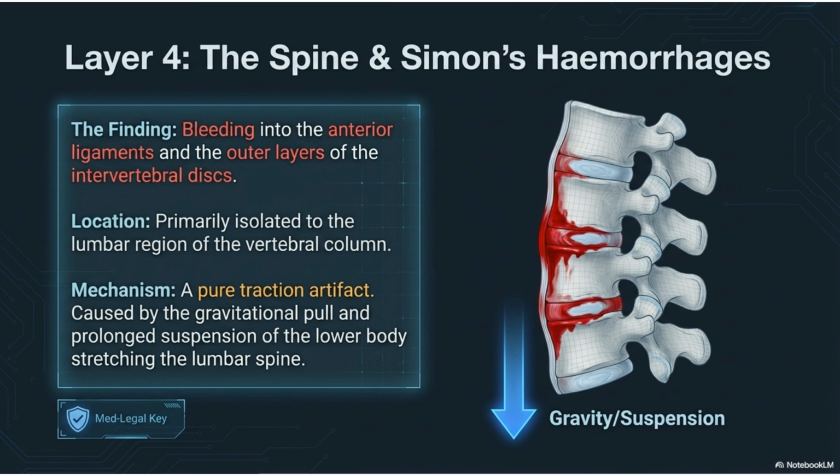Layer 4 involves the spine and Simon's hemorrhages. This finding is bleeding into the anterior ligaments and outer layers of the intervertebral discs, primarily isolated to the lumbar region. It's a pure traction artifact caused by the gravitational pull and prolonged suspension stretching the lower spine.